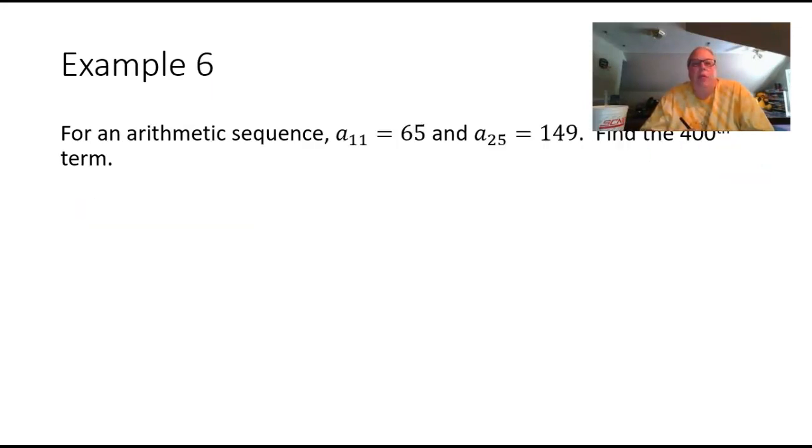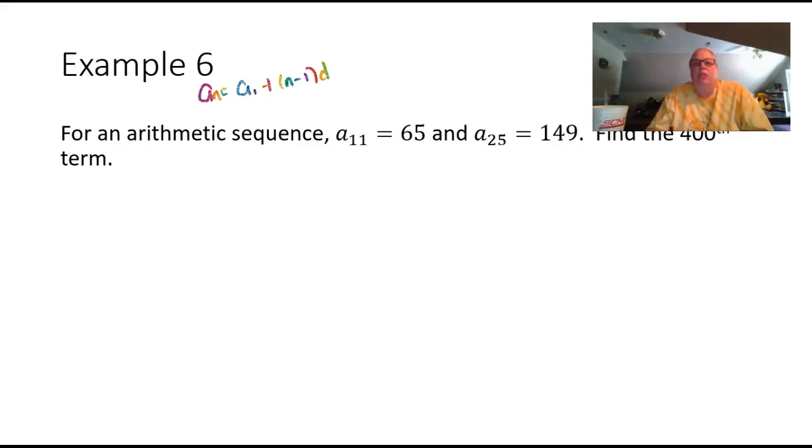Example 6. For an arithmetic sequence, a sub 11 is equal to 65 and a sub 25 is equal to 149. Find the 400th term. Okay, once again, I'm going to be using my formula. A sub n is equal to a1 plus n minus 1 times d. Now, we have a slight problem here because I don't know a1. They didn't give me the first term. They gave me the 11th term and they gave me the 25th term.